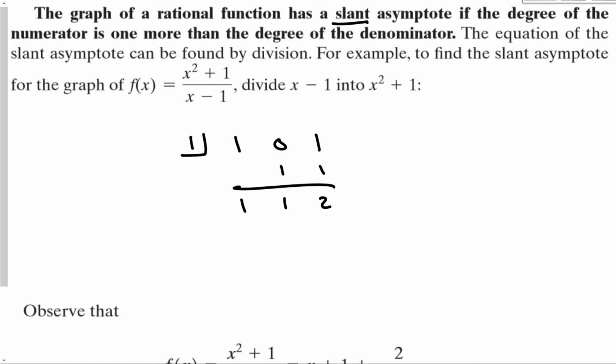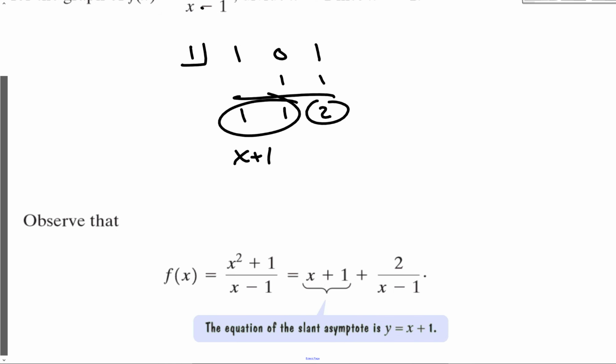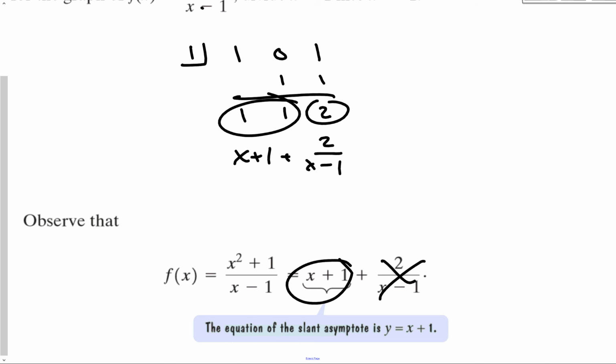Okay? We get a remainder, which makes sense because these two are not divisible, but it doesn't matter because all we now have to look at is these terms right here, which, of course, when I change that back to a polynomial, is x plus 1. And so observe that when I divide this, I get x plus 1 plus 2 over x minus 1, right? That's my remainder. The equation of the slant asymptote is the result that you get from division, not counting the remainder.